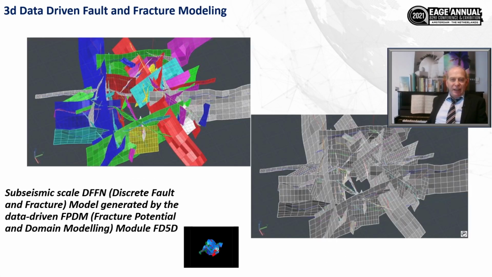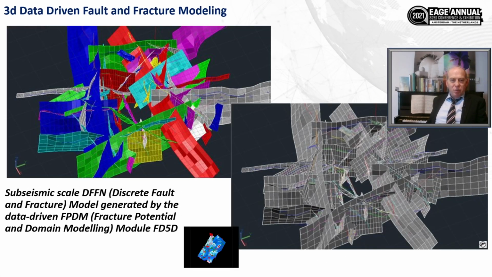Here one extra dimension is added to the model, which is a subseismic scale 3D discrete fault and fracture model generated by the FPDM module FD5D. It is based on the seismic attributes that have been extracted and generated by an artificial intelligence algorithm.